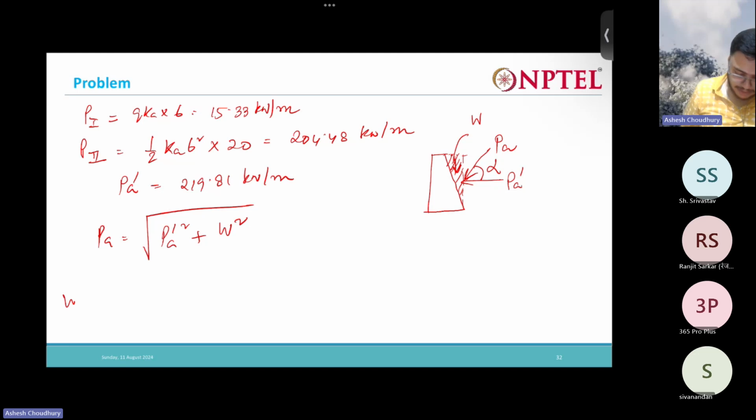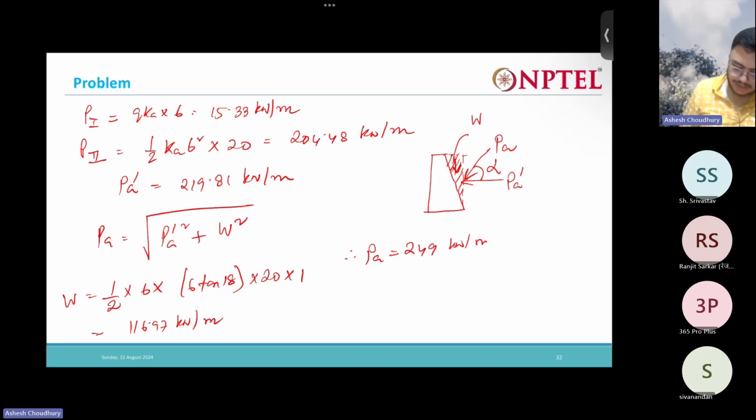So what is W? Half into 6 into 6 tan 18 times 20 into 1, it will come out as 116.97 kN per meter. Therefore from here PA will come to 249 kN per meter, inclined at this angle with the horizontal. Okay, so this is how we need to solve this.